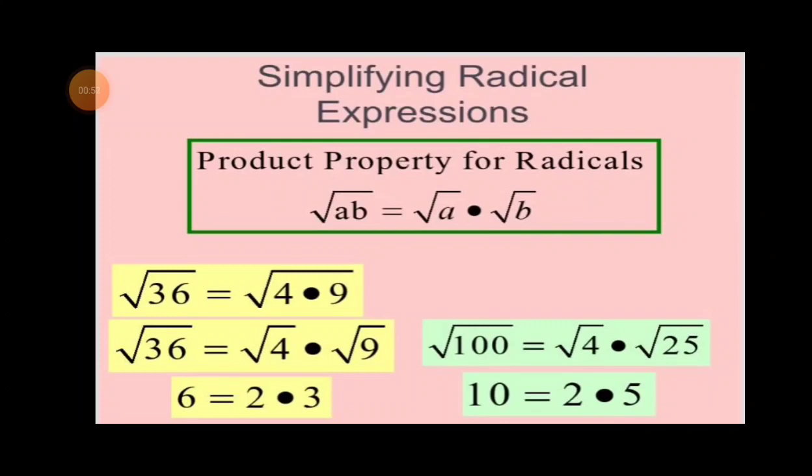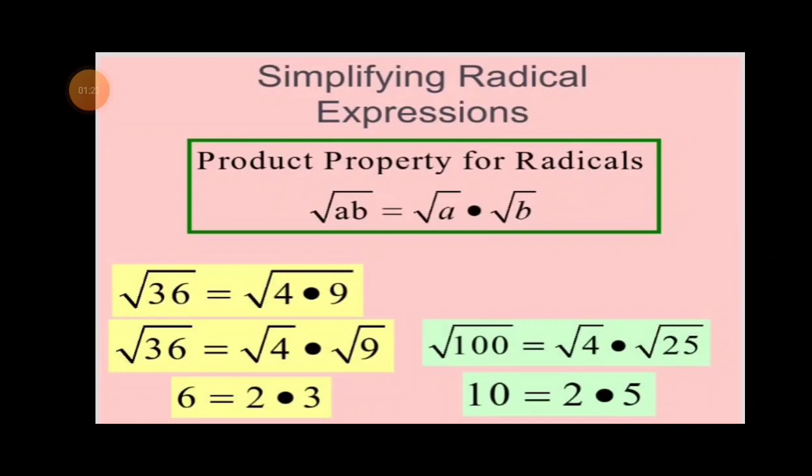Then, let's get the square root of all numbers. So the square root of 36 is equal to 6. The square root of 4 is equal to 2. The square root of 9 is equal to 3. So we have 6 is equal to 2 times 3.